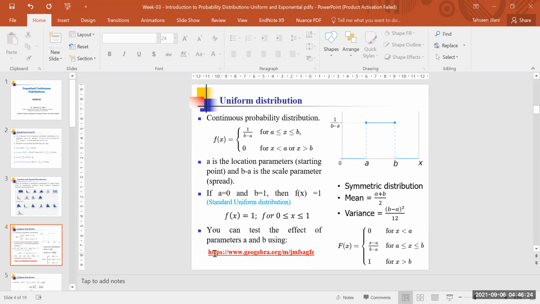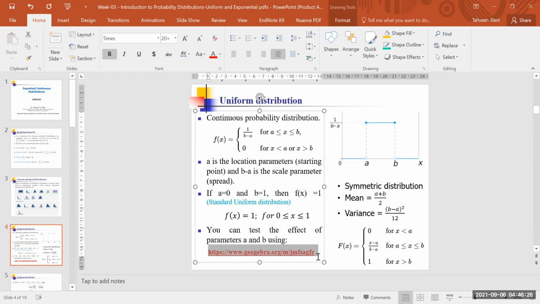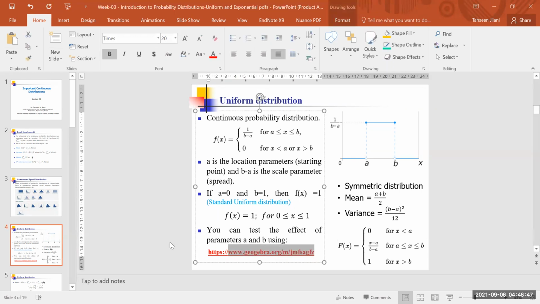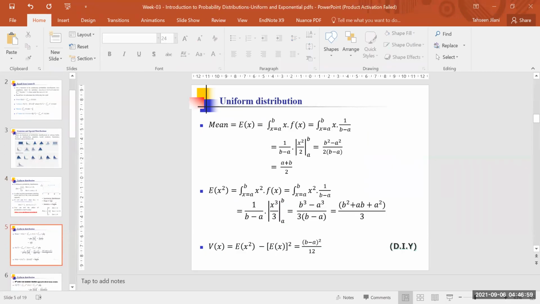I found a very good website that you can use to play with the parameters of this distribution. I will first cover my lesson, and then I can show you how to visualize different shapes of this function, how to play with changing the parameters, and what the mean and variance will be. GeoGebra is a website that lets tutors make their lessons visual, like Java applets, and it's very fun. You can understand statistical concepts with visual effects.